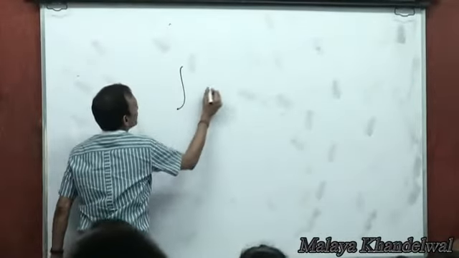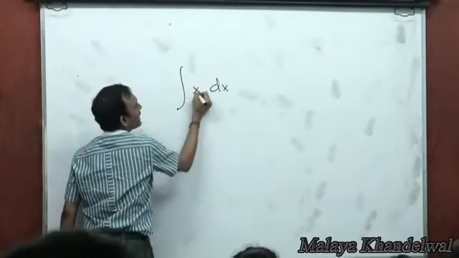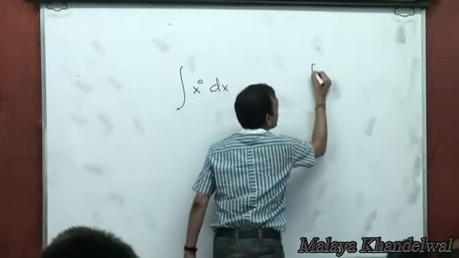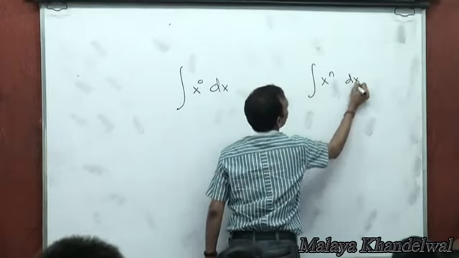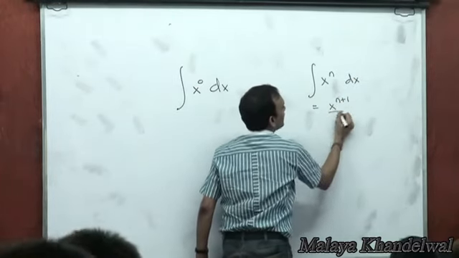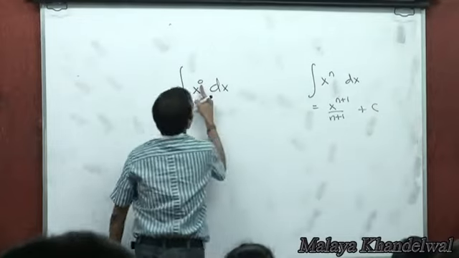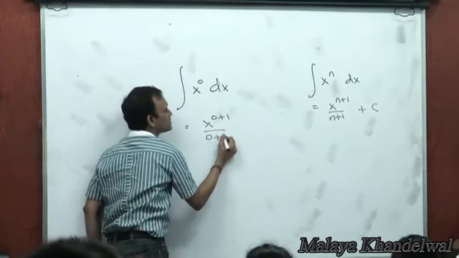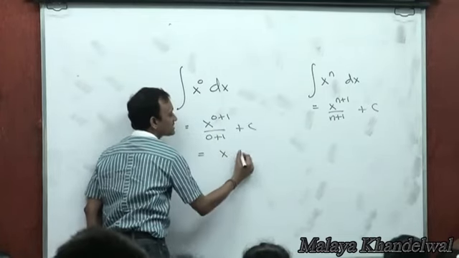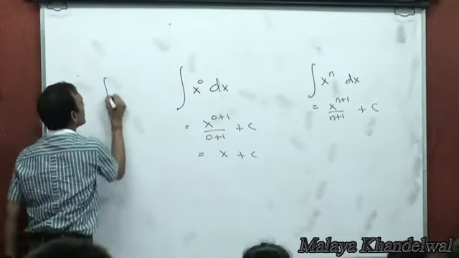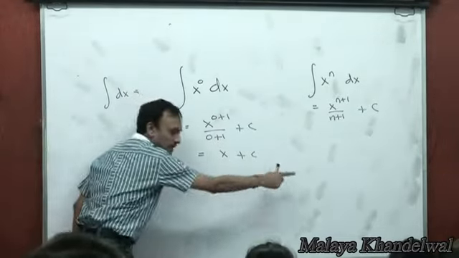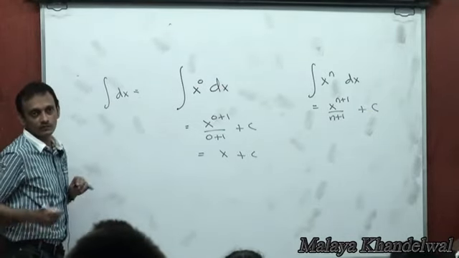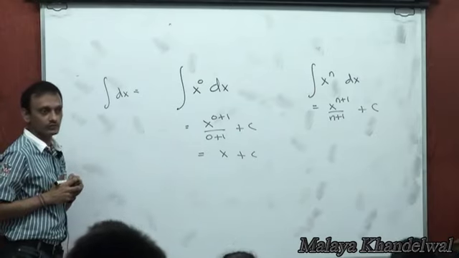Sometimes you're going to encounter this integral dx. dx is like x power 0. This is 1 into dx, which is x power 0. And the result for integral x power n dx is x power n plus 1 by n plus 1 plus c. So in this case, n is 0. So this is going to be x power 0 plus 1 divided by 0 plus 1 plus c, which is x plus c. So integral dx is going to be x plus c. Time and again you're going to encounter something like this. Right?